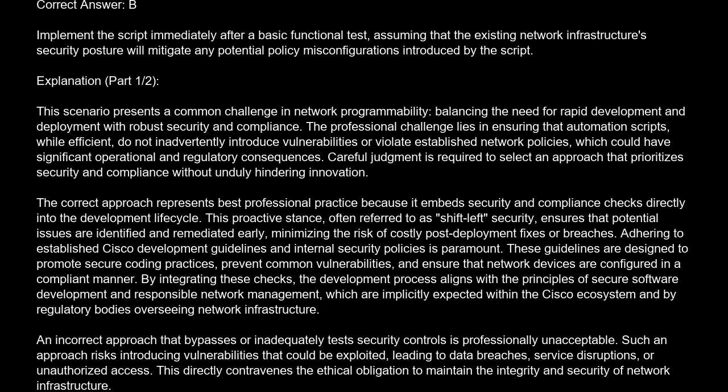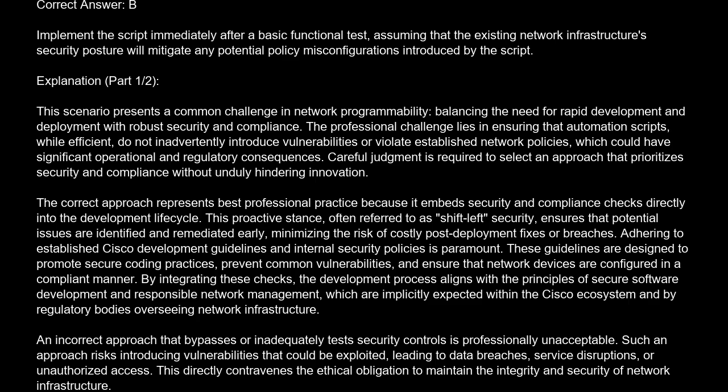Adhering to established Cisco development guidelines and internal security policies is paramount. These guidelines are designed to promote secure coding practices, prevent common vulnerabilities, and ensure that network devices are configured in a compliant manner. By integrating these checks, the development process aligns with the principles of secure software development and responsible network management, which are implicitly expected within the Cisco ecosystem and by regulatory bodies overseeing network infrastructure.